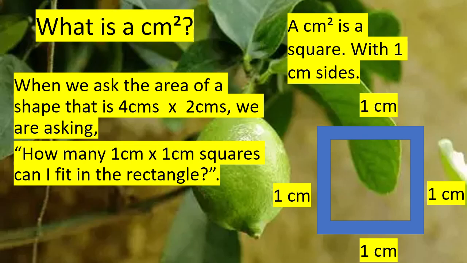So what is a square centimeter? A square centimeter is a square with 1 centimeter sides. So every side is the same because it's a square. Every side is 1 centimeter. So when we ask the area of a shape that is 4 centimeters by 2 centimeters, we are asking how many squares 1 centimeter by 1 centimeter can we fit in the rectangle.